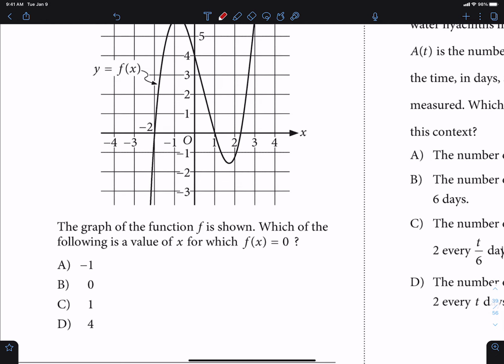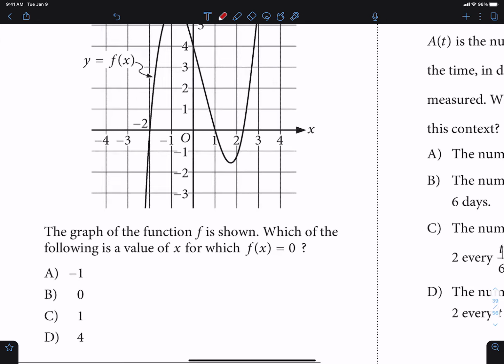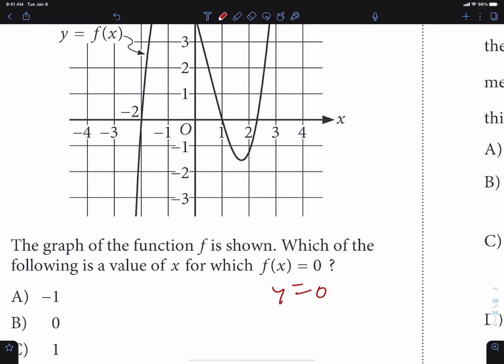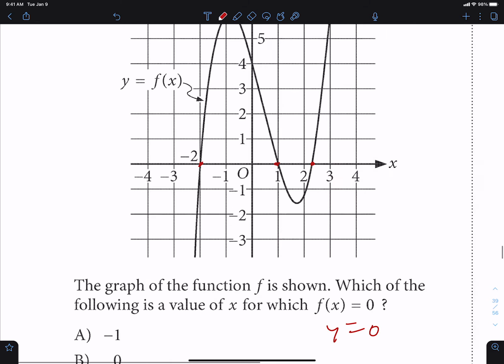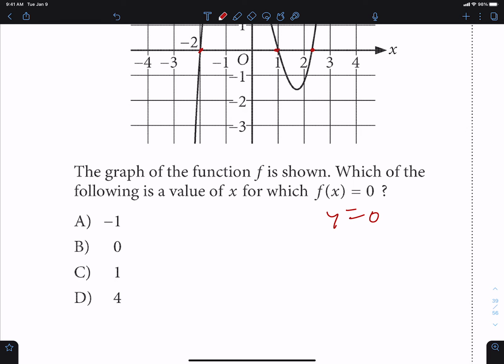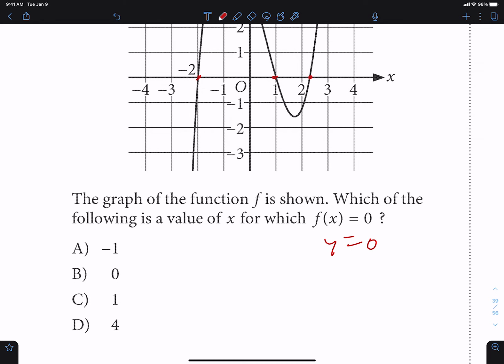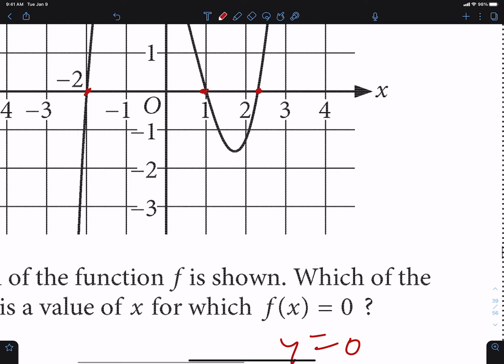14. The graph of the function f is shown. Which of the following is the value of x for which f of x is 0? Remember, f of x is another way of saying y. So when is our y value 0? Here, here, and here. Which means that f of x is 0 at -2, 1, and whatever point this is in between here.